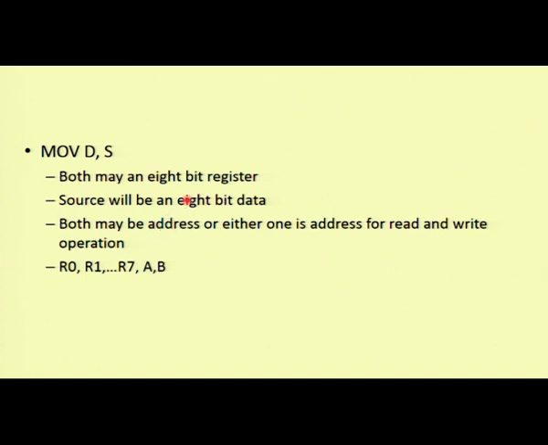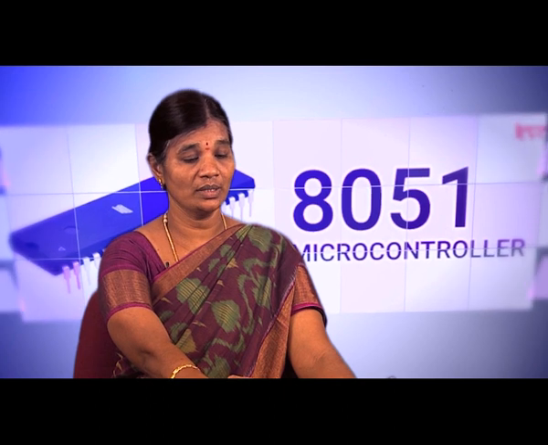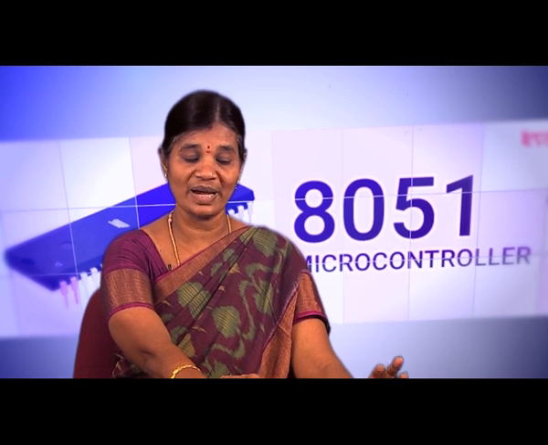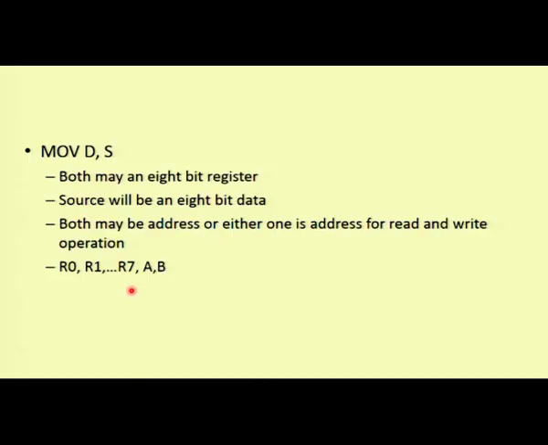Then you can access the data from memory also. So, the source and destination both can be an address. Within that, the address can be directly specified or you can specify it in an indirect way. Okay. So, what are the 8-bit registers in 8051? R0, R1 up to R7. So, 8 8-bit registers are available in 4 different banks, bank 0, bank 1, bank 2, bank 3, each having the R0 to R7 registers.